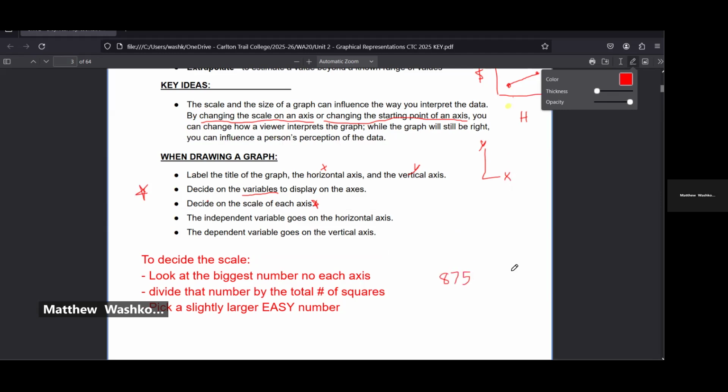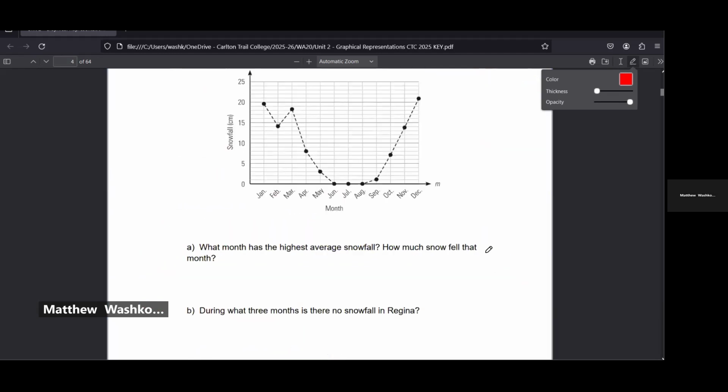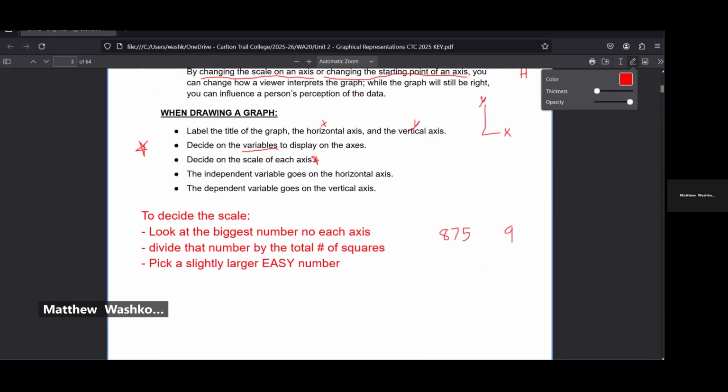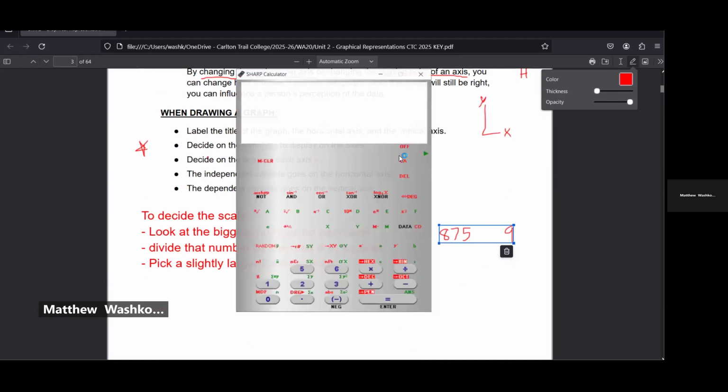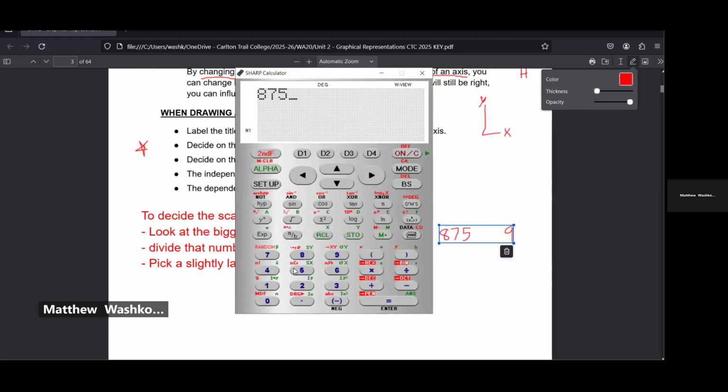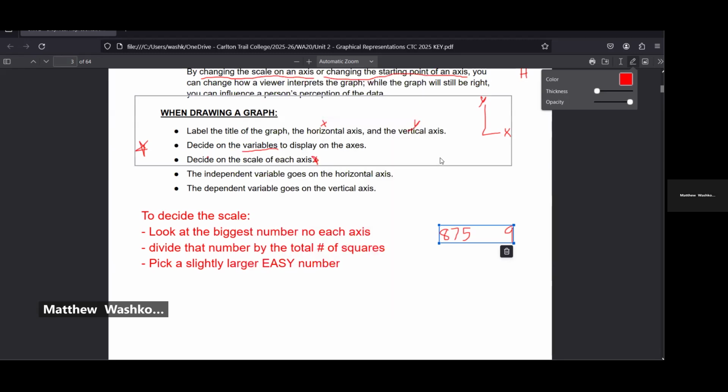Pick an easy number. For example here, if I tell you that, hey, on my x-axis, there's 875 data points, and there are 9 squares. Most of your charts here are going to have about 9 when you come to draw it yourself. Oh, okay, so 875, right? Divide this number by the total number of squares, 9 squares. Oh, so that comes to 97.2. Just round it up to 100. Just make each square 100. That's so much easier, isn't it? So you do that for both of them.